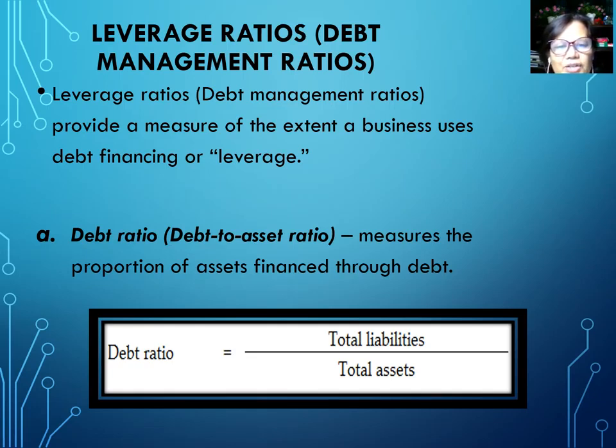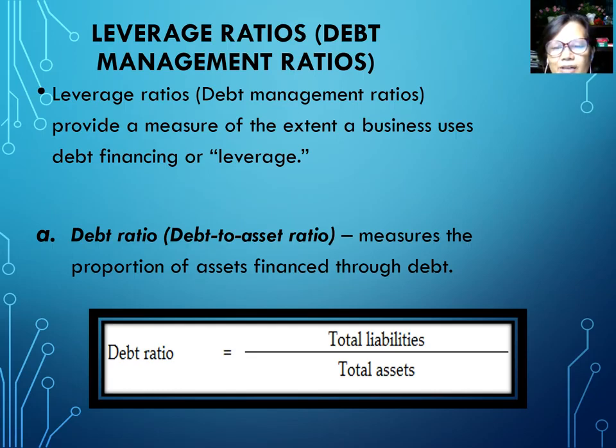Letter A, debt ratio or debt to asset ratio. This measures the proportion of assets financed through debts. And the formula is debt ratio is equal to total liabilities over total assets. So, magkano ba ang nirepresent na ratio ng total liabilities over the total assets? So, mas malaki ba ang liabilities kaysa equity? So, dito natin makikita kung ang atin bang utang ay mas malaki kaysa equity. Okay?